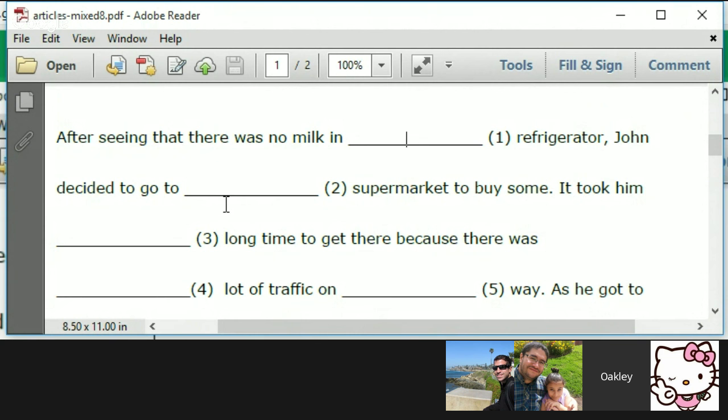Very good. And the next part, John decided to go to the supermarket to buy some. Now, this is an interesting case. You're not wrong. You are correct. The assumption would be that John goes to one specific supermarket all the time because most people do. It is possible to use a here: John decided to go to a supermarket, one of many in his city.